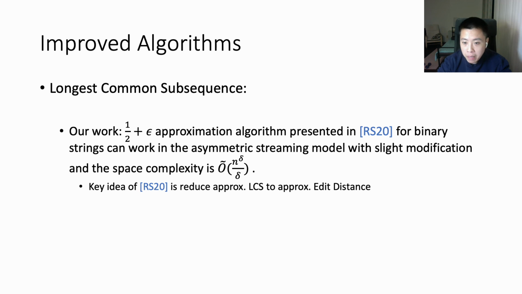For longest common subsequence, for any positive epsilon and delta, our work gives a half plus epsilon approximation of LCS for binary strings, with space roughly n to the delta over delta. The algorithm is based on a slight modification of the algorithm presented by Rubinstein and Zhao, whose key idea is to reduce approximate LCS to approximation of edit distance.